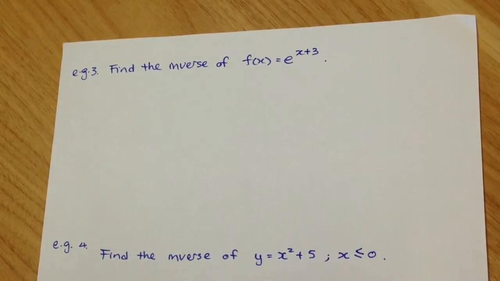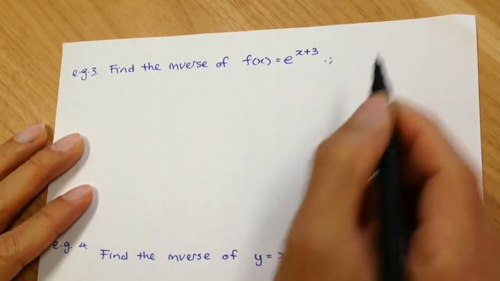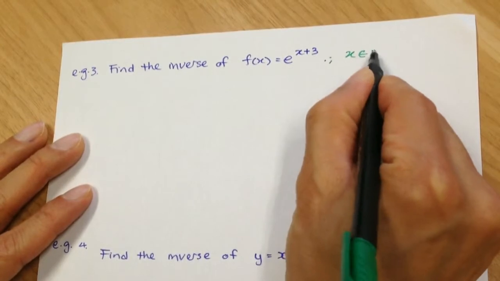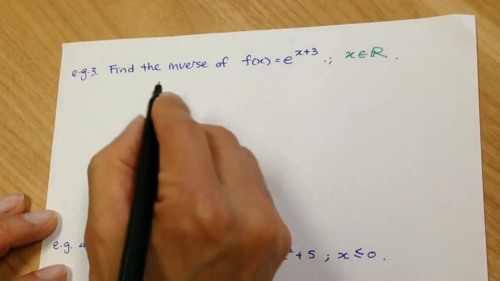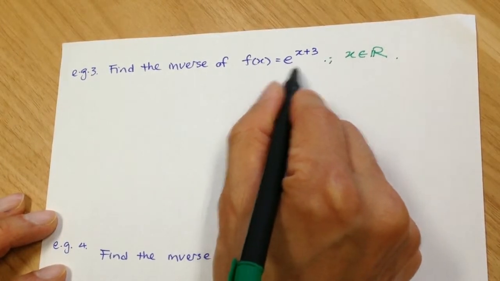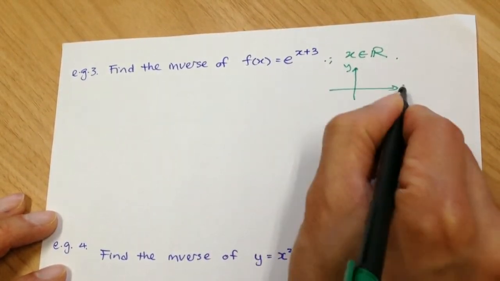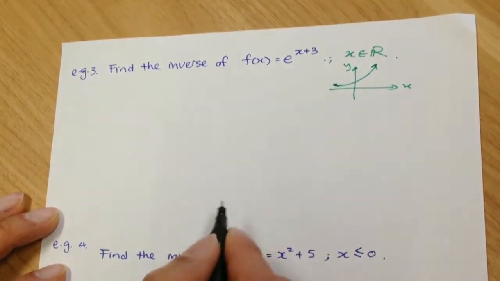Right, let's return to this question, example number 3. Now, if no domain is identified, then we assume that x is all real numbers. Okay, and this is a one-to-one function. If you sketch it out, you will see that this function looks something like this. So it's a one-to-one function.